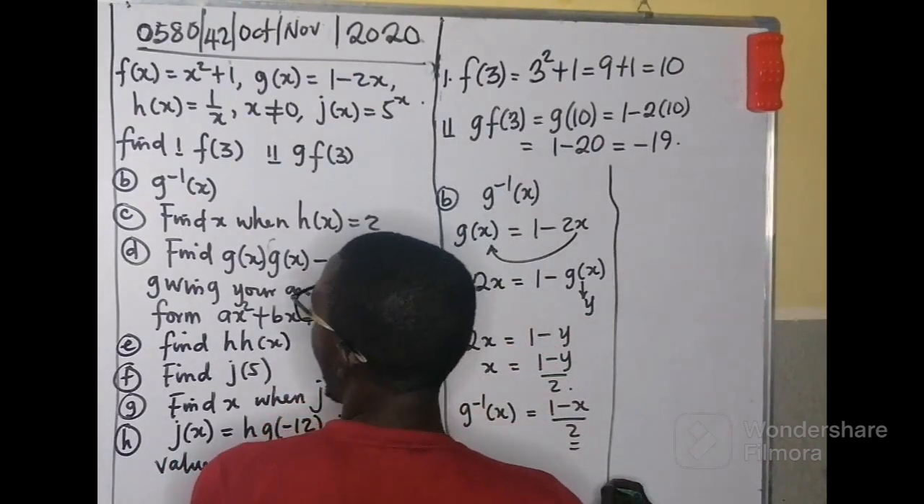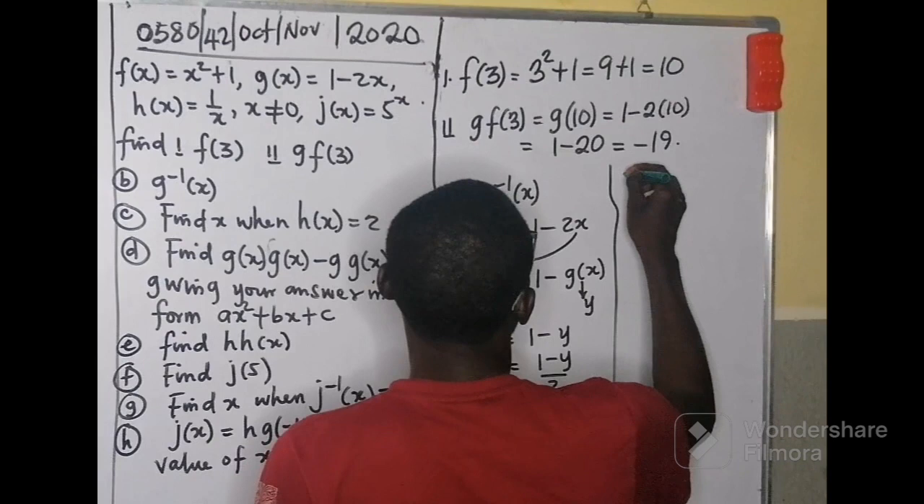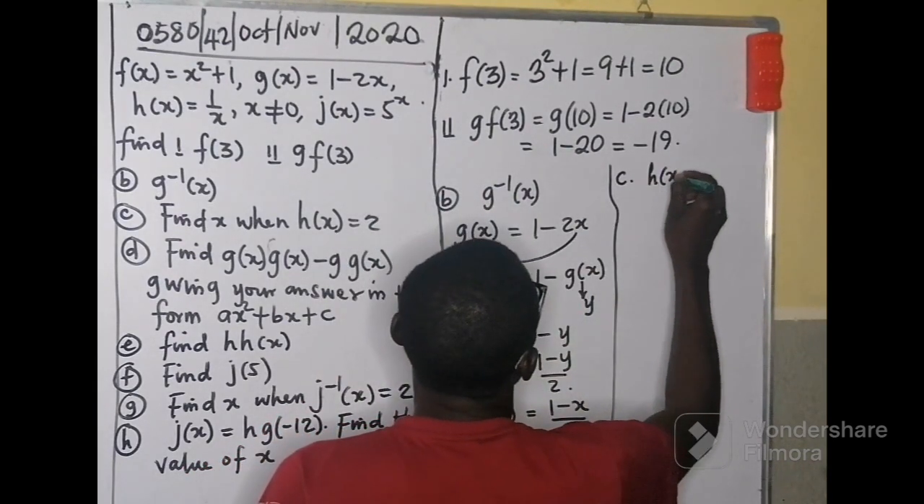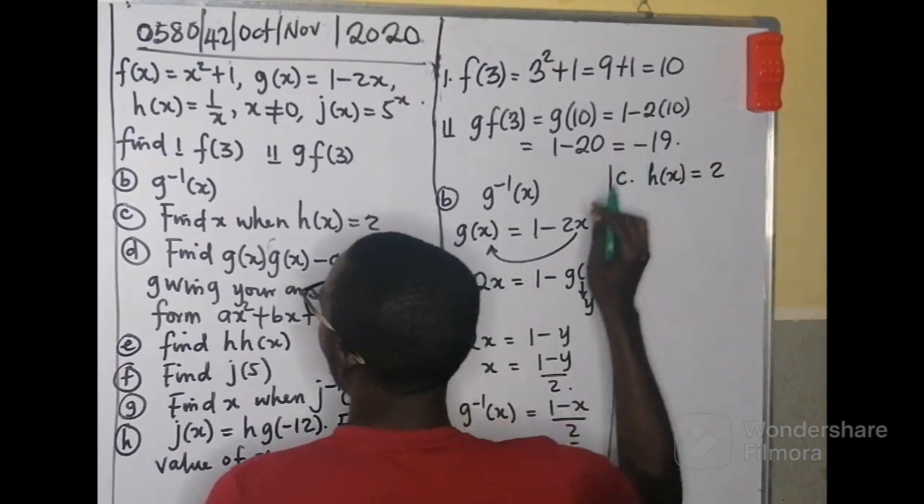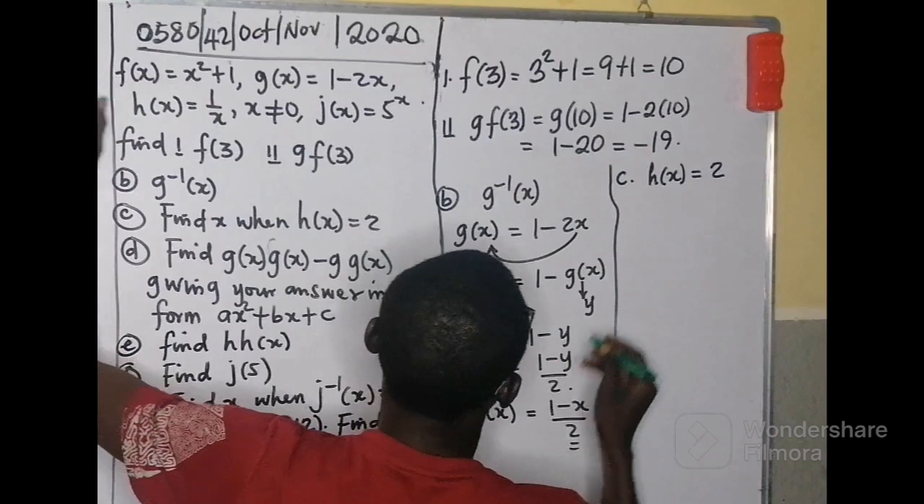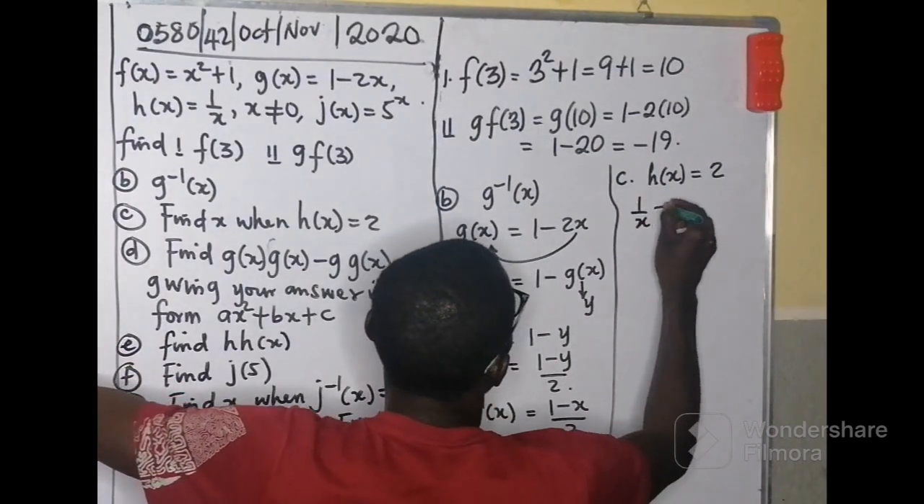Now let's look at the C aspect of this. Find x when h of x equals 2. And what is the h of x here? I hope I'm correct. Okay, what's the h of x here? So that's 1 over x will give you 2.